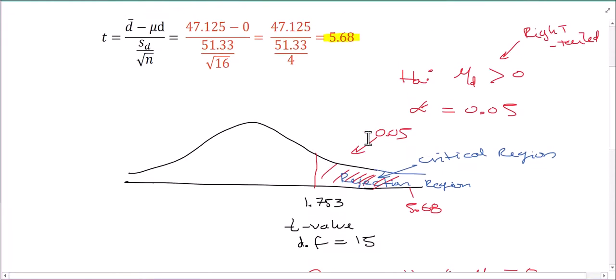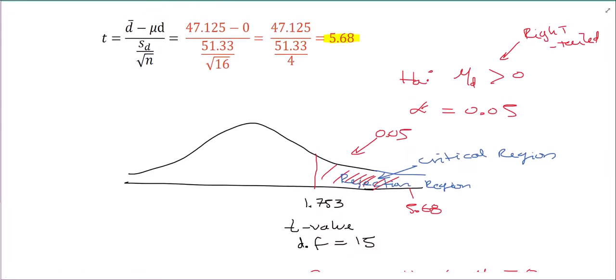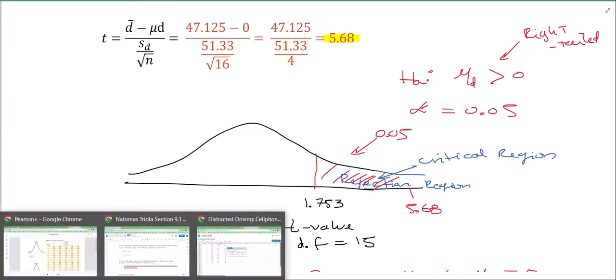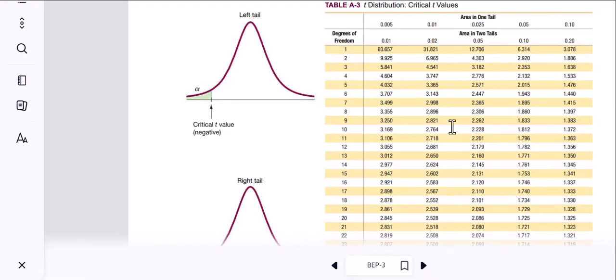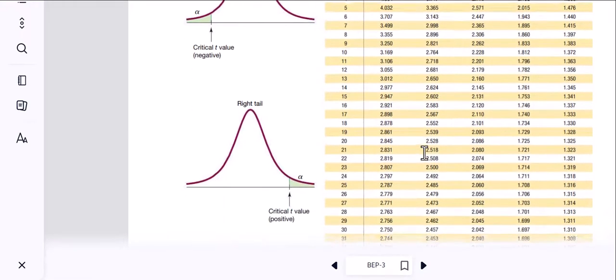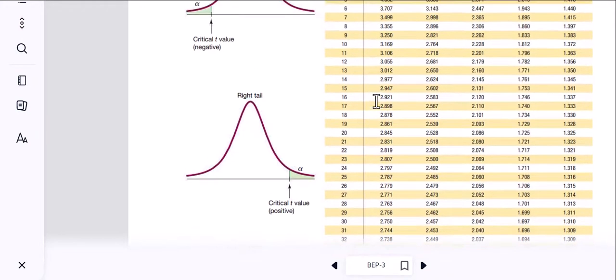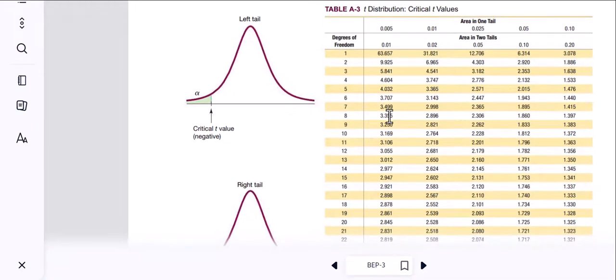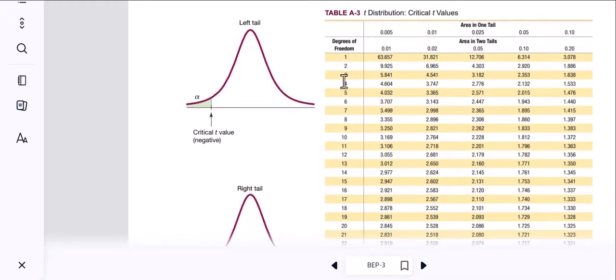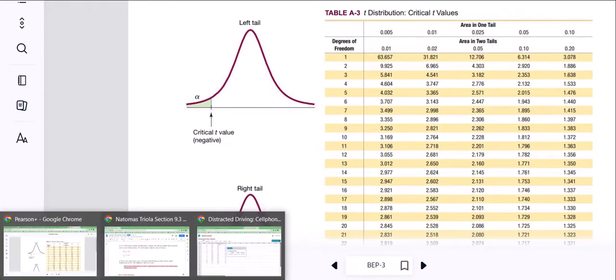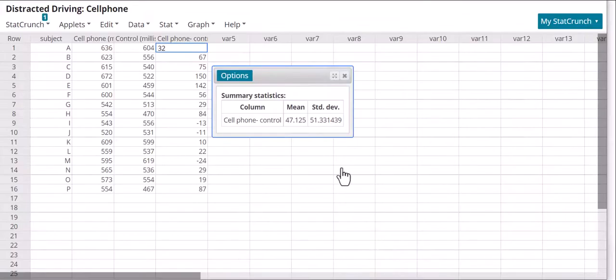Now to find the p-value, we run into this same issue that with the t-table we can't find that area, right? For degrees of freedom 15, we just don't have the p-value that we need, so we can't find it. So we have to use StatCrunch. So let's go back to StatCrunch and find the p-value there.